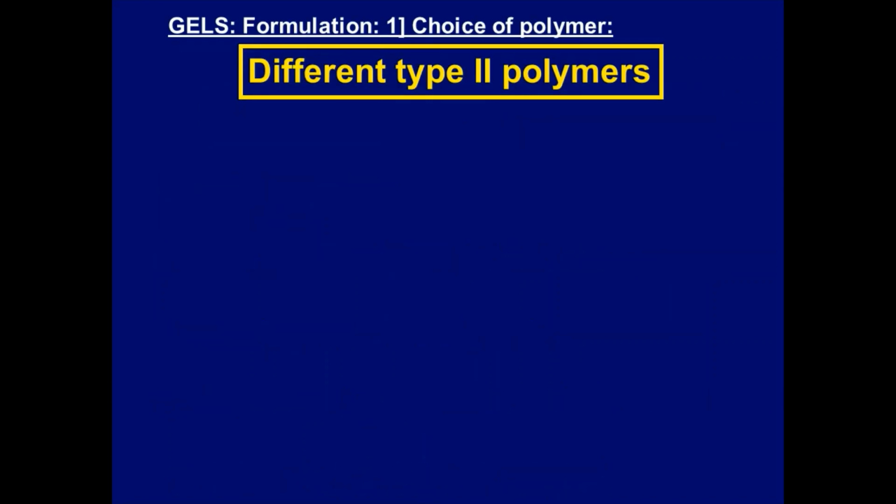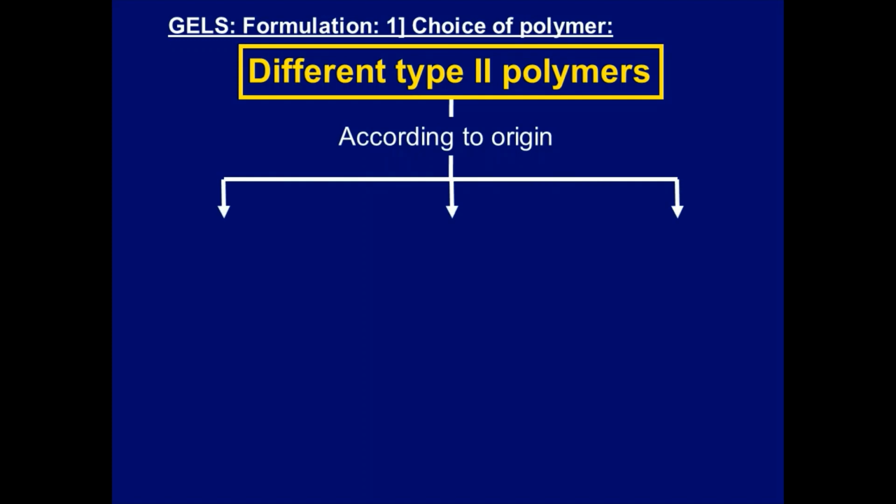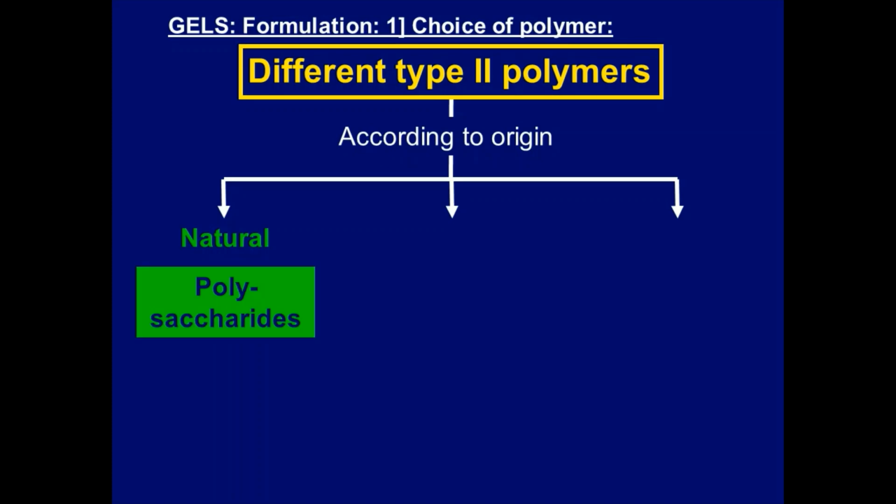Second, we will discuss different type 2 polymers. Type 2 polymers are classified according to their origin into those of natural origin, or we call them polysaccharides. Examples: tragacanth, pectin, gelatin, alginates, and carrageenan.